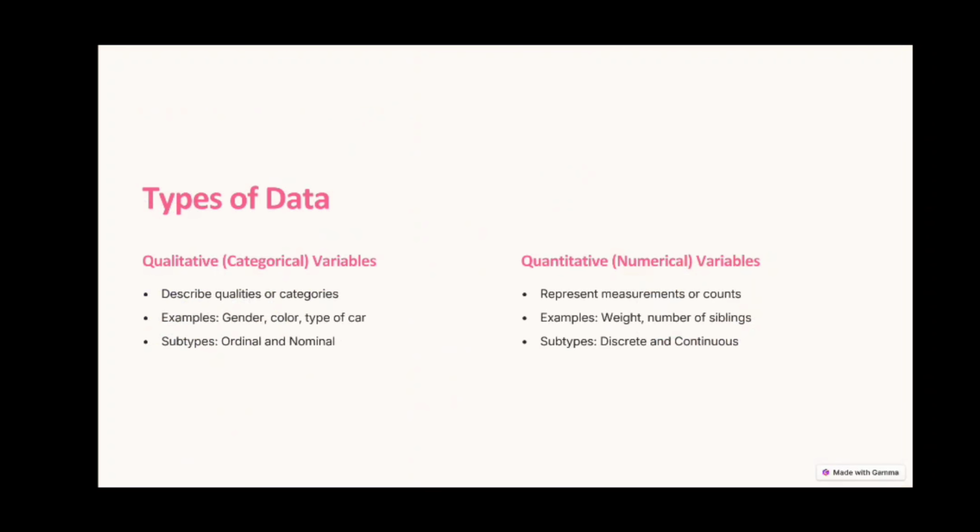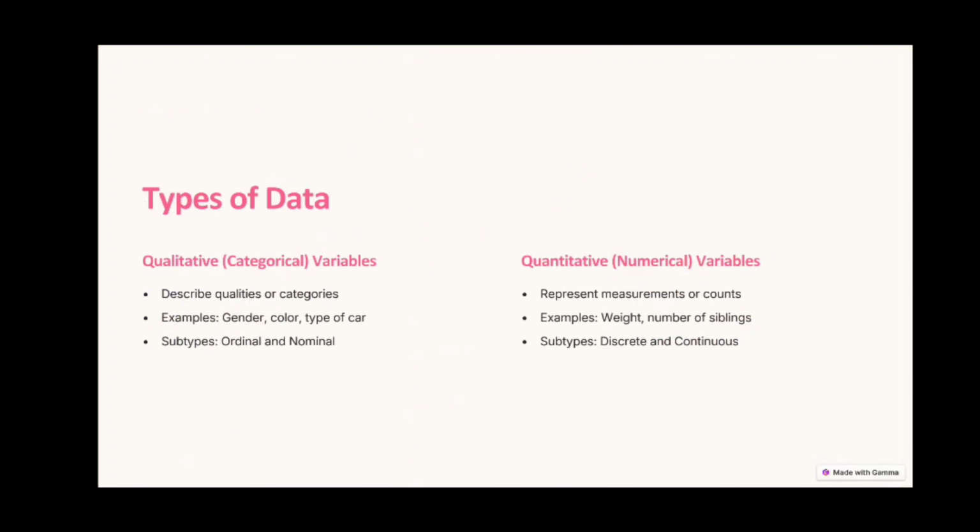It describes the quality or categories of something. Example, when we talk about gender, gender is categorical. In gender, we have male, we have female. When we talk about color, we have white, we have black, we have red, we have indigo, so many colors. When we talk about type of car, we have the Mercedes, we have the BMW, we have the Toyota, so many types of cars. So these are categorical variables. So those are the qualitative variables.